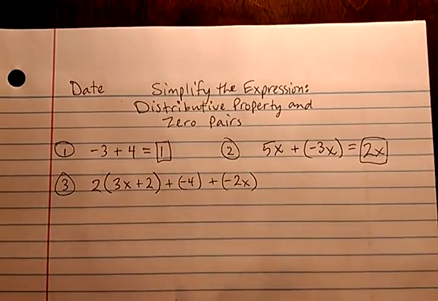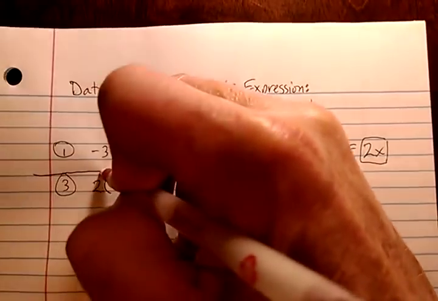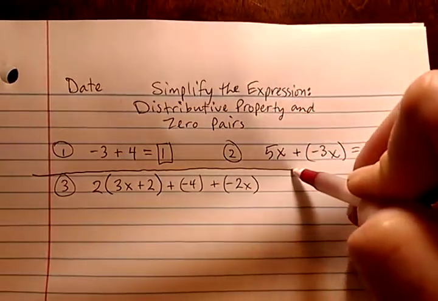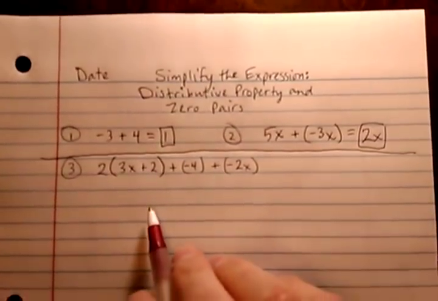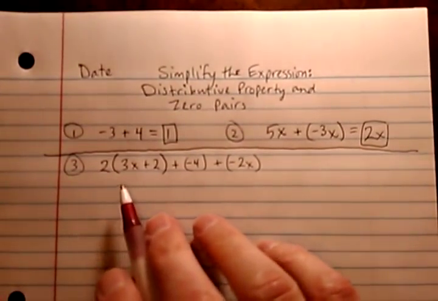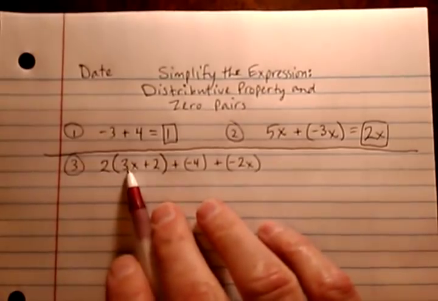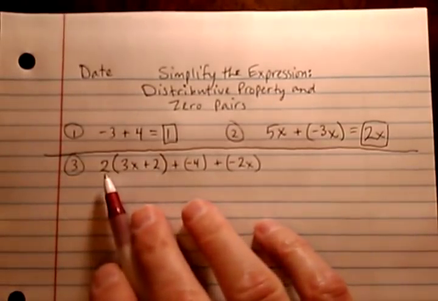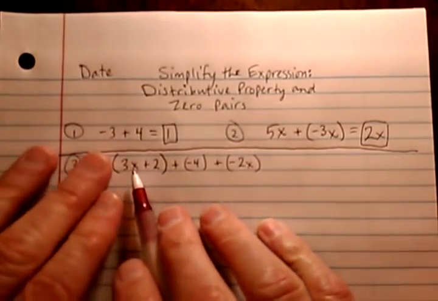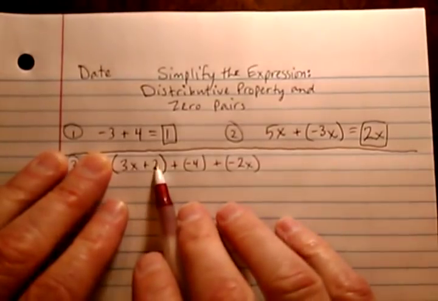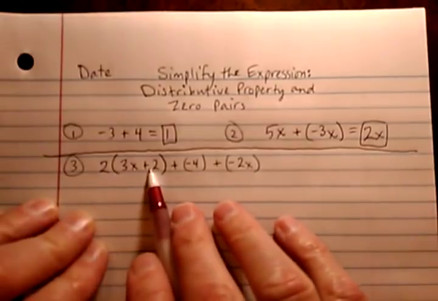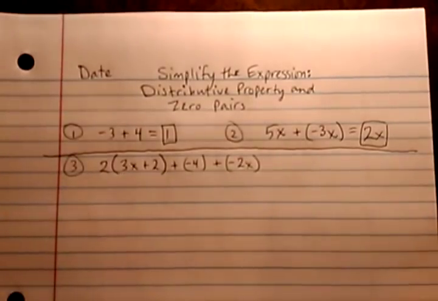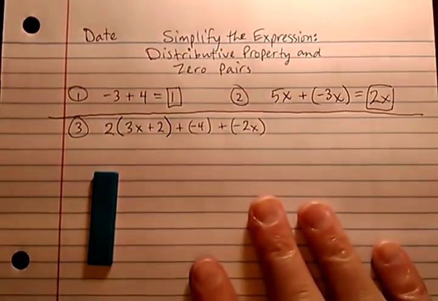Okay, let me draw a line here so we can see that this is a separate problem. Alright, the new problem has a lot of things going on here. We've got 2 times the quantity 3x plus 2. That means, really, we're adding 3x plus 2, but since we're multiplying it times 2, we have two groups of 3x plus 2. So I'm going to put that on the paper for you so you can see that.